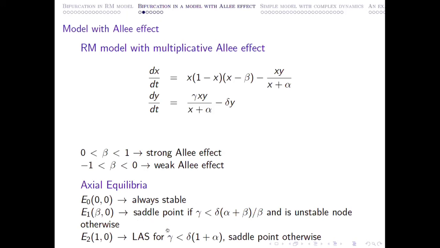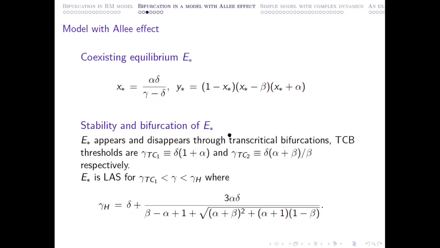So you can try to get mathematical support of this claim by working out these problems. And then for the coexistence equilibrium point, we can have this expression. And for this model, fortunately, it is possible to find all bifurcation scenarios or bifurcation conditions explicitly. There will be two transcritical bifurcations, and these two transcritical bifurcation thresholds are given by gamma TC1 equal to this and gamma TC2 equal to this.